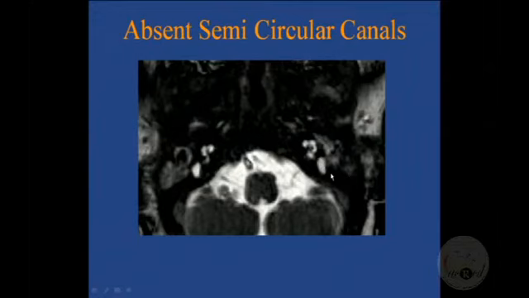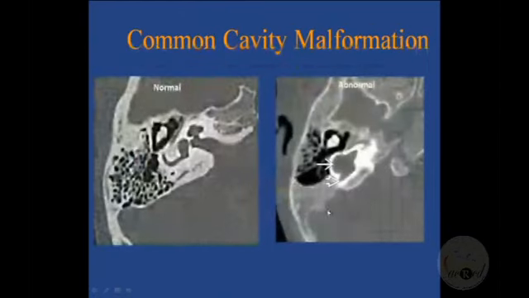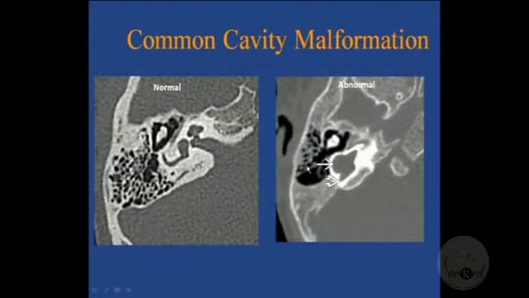And it is bilateral in this patient. Common cavity malformation, where there is no separation of the cochlea and the vestibule. It's a common cavity here. Maybe there's an attempted formation of the cochlea and the vestibule, vestibular aqueduct. That's complete correlation of both cochlea and the vestibule.